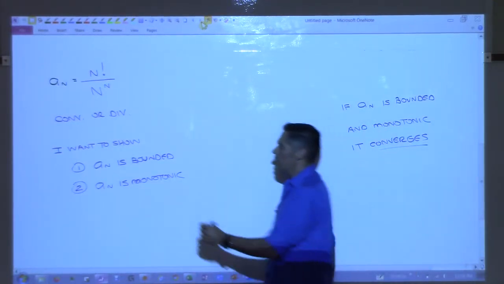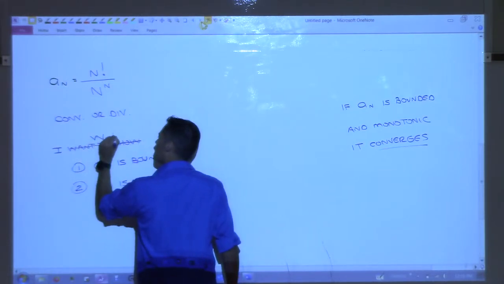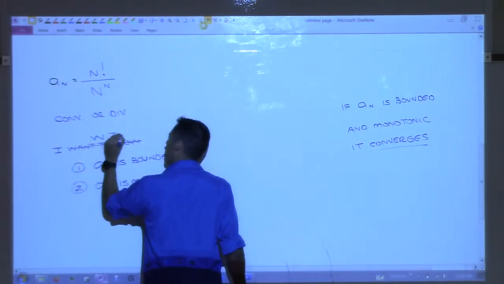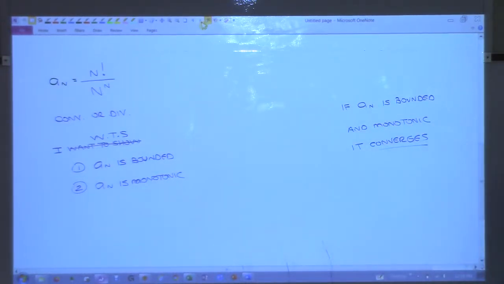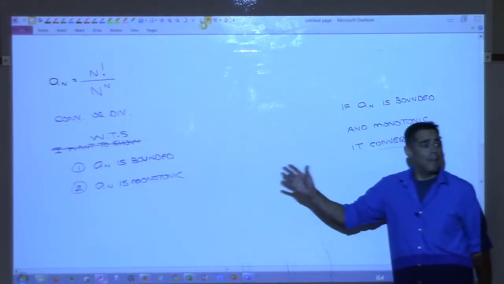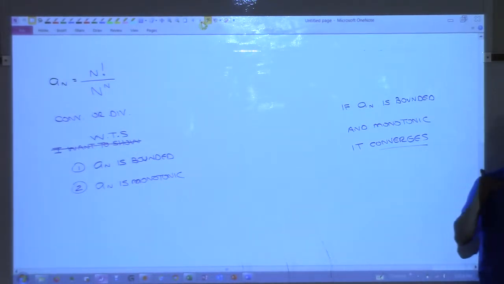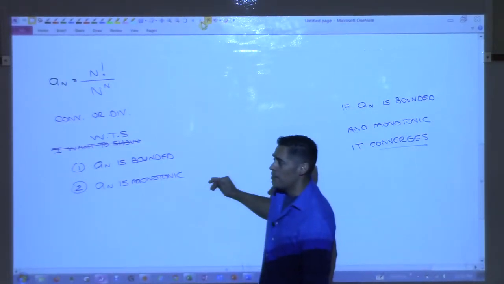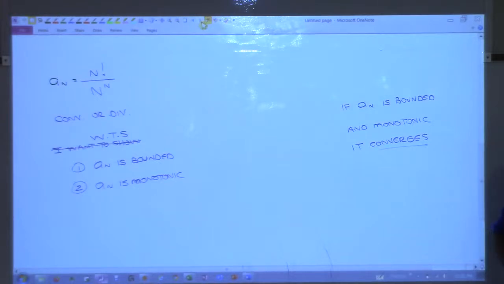From here on out, you will not see me write "want to show" anymore. I'm going to write WTS, not WTF. WTS: want to show. And this is a good habit to get into when you're trying to show something like this. Write down what it is that you have to do first. If you can establish these two things, then we'll be able to use the theorem. So let's start with the bounded.